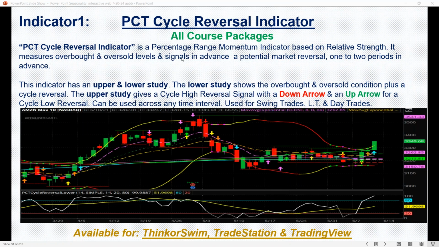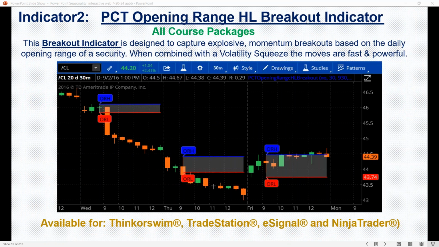All right, and then you're going to get this next indicator, my opening range high-low breakout indicator. This establishes an opening range of the day. We used to use this a lot when we were trading crude. This is how I developed this indicator back when we were doing crude breakout and reversal. You can see it broke the opening range and sold off. This is a really cool indicator. You'll get that as a bonus. It's designed to capture explosive momentum breaks based on a daily opening range of your security. So when combined with volatility squeeze or other things, it's a great tool to add.